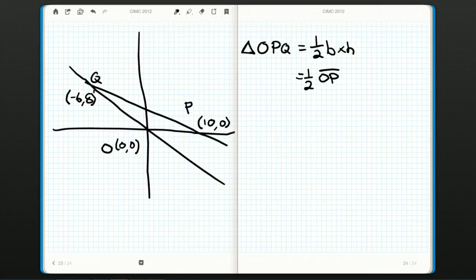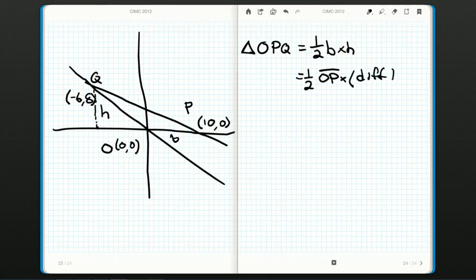And how about that pesky height? So this guy right here, he's the base. Now our height, well, fortunately, OP, our base, lies along the x-axis. So our height is just the difference between Q and the x-axis. But the x-axis has a y-coordinate of 0.